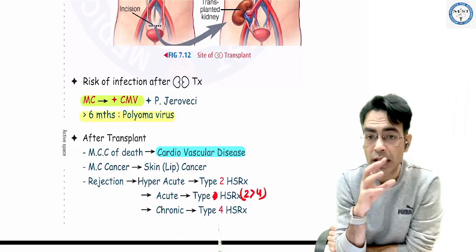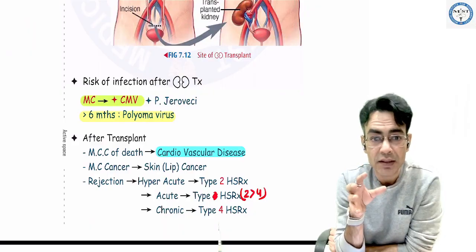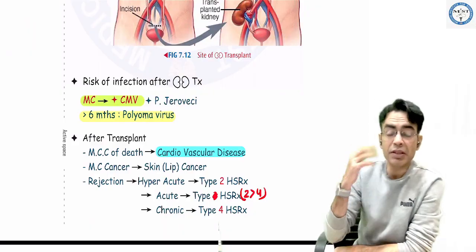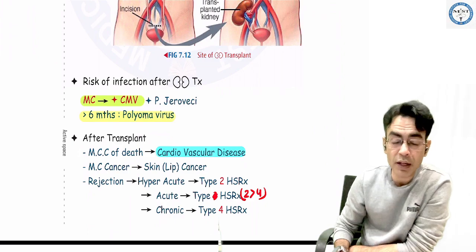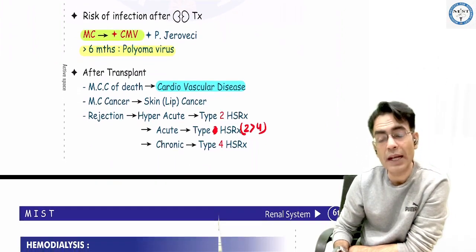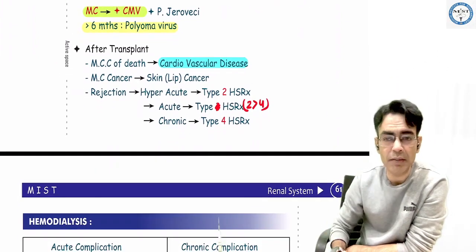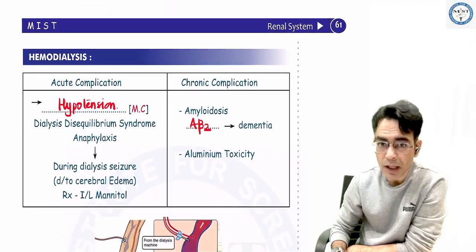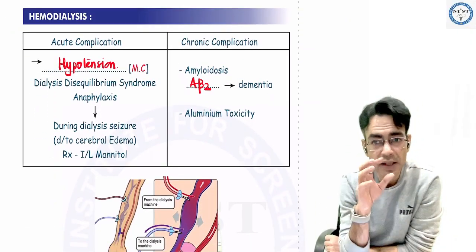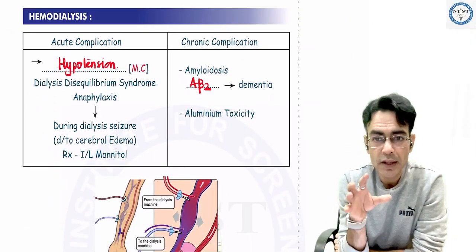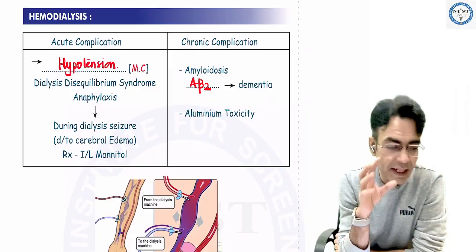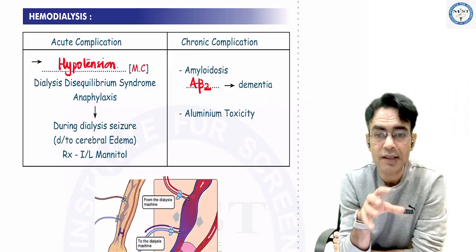Most common cancer, which is seen with the patients of CKD, is skin cancer. And for rejection, there can be three kinds: hyperacute, acute, and chronic, type 2 and type 4. This we have done in the immunity chapter in pathology. Then hemodialysis, it is just a diffusion, passive diffusion. This is the principle of hemodialysis, and there are complications associated with hemodialysis.